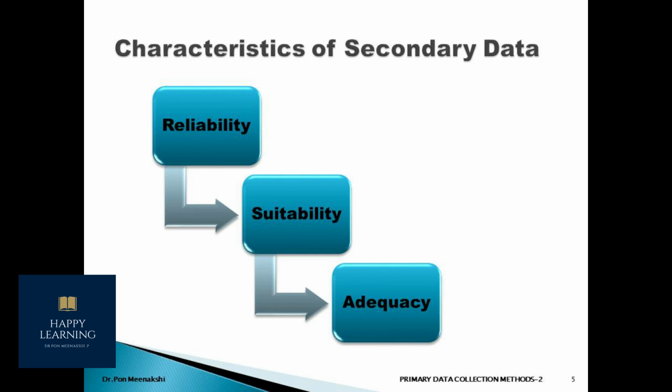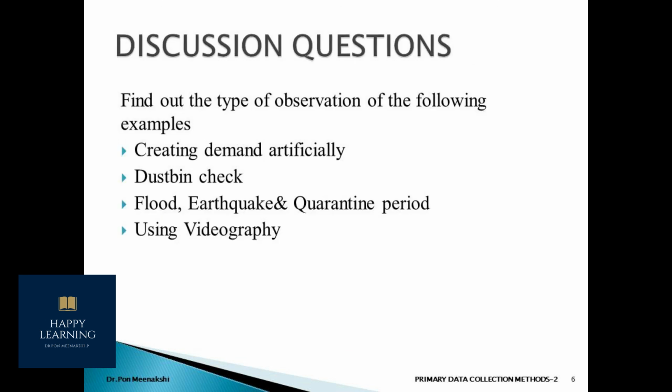Now we'll move on to discussion questions. Find out the type of observation of the following examples. Creating demand artificially. Dustbin check. Flood, earthquake and quarantine period. Using videography. Find out the type of observation.